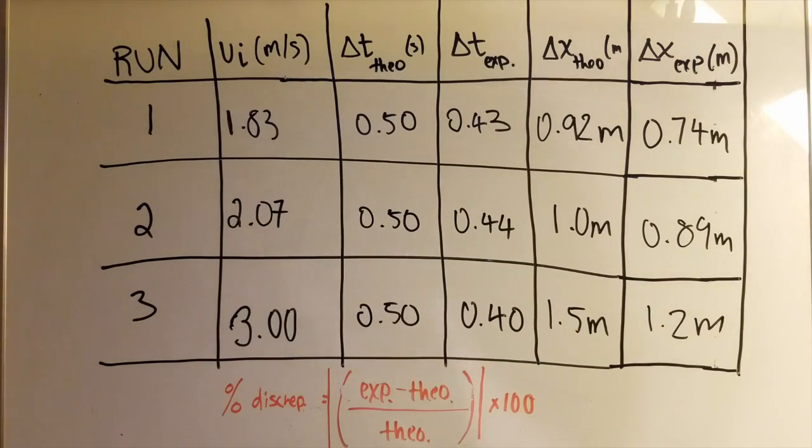So looking at our data, we conducted 3 runs in our experiment, and each ball was released with a different initial velocity. The time it took to hit the ground theoretically was half a second, but our actual values were about 0.1 short, or a 15.3% discrepancy. Our horizontal displacements also fell short, and that had about a 16.6% discrepancy.